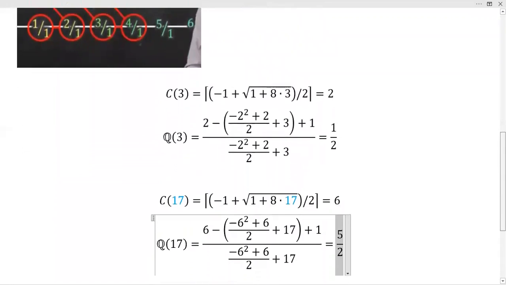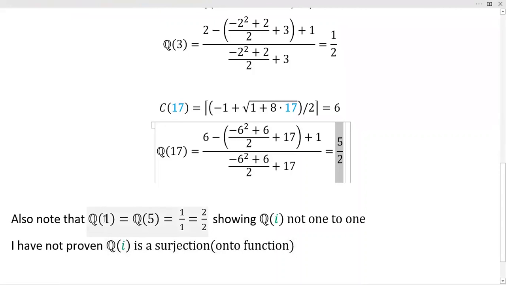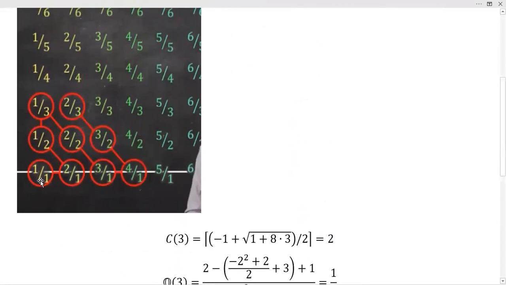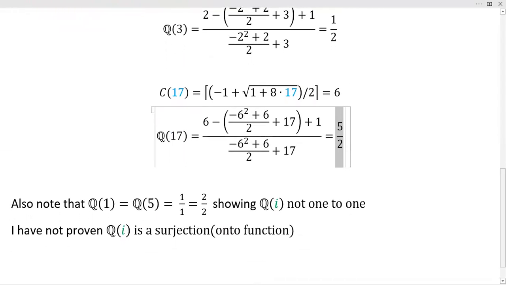Now, just a few comments. You can show that Q at 1, the first rational number, is equal to the 5th rational number. So 1 over 1 is equal to 2 over 2. Let's go up: here's the first rational number, the second, the third, the fourth, the 5th. 1 over 1, 2 over 2, so they are equal to each other. So the mapping is definitely not 1-to-1. And I believe it is a surjection, an onto function. But anyway, more to come on this. I may produce a proof at some point. Hope you guys enjoy.